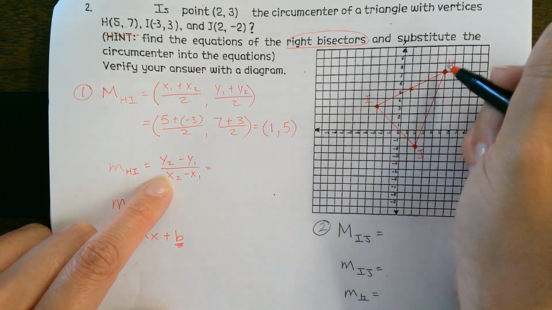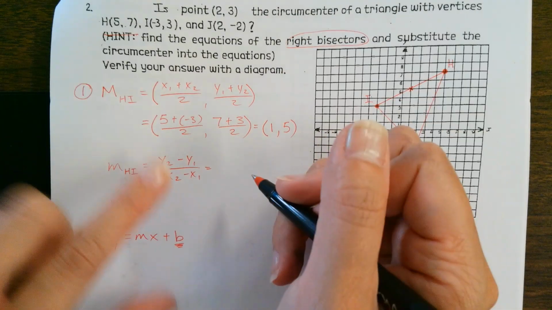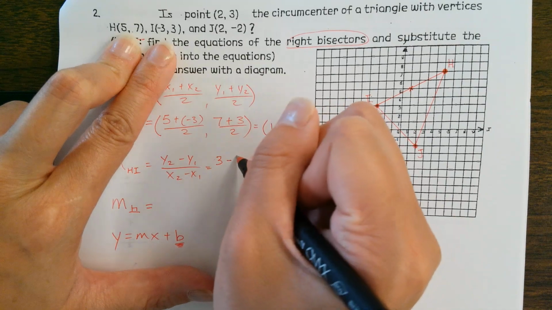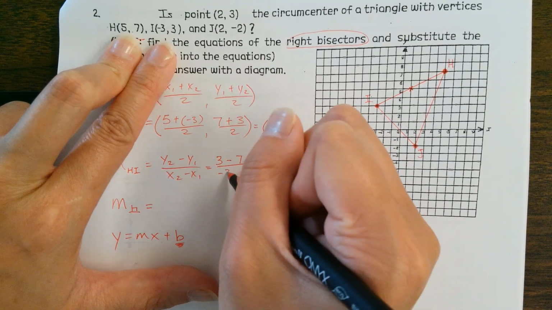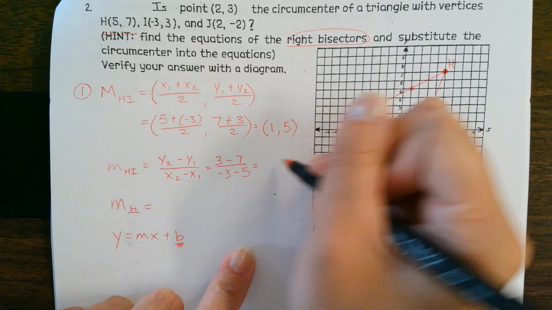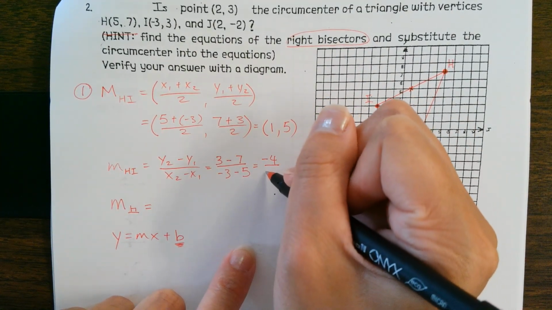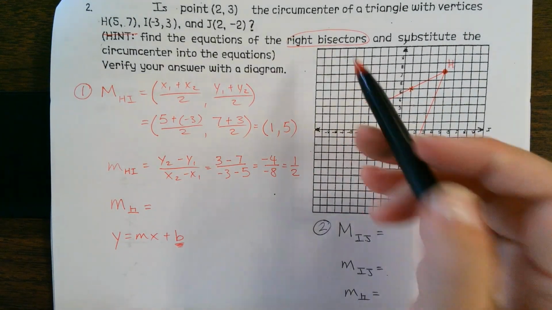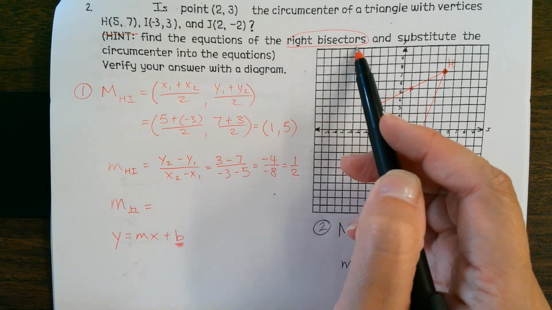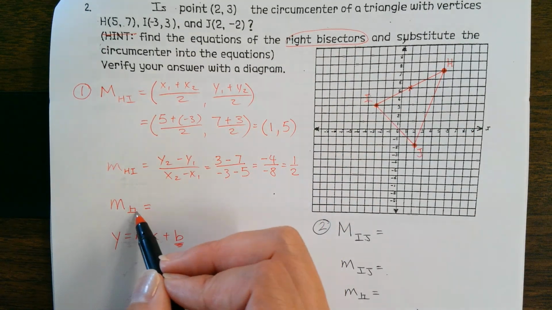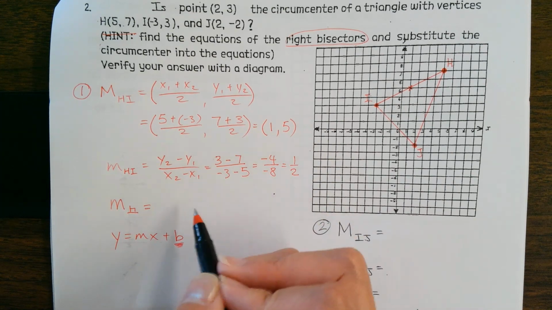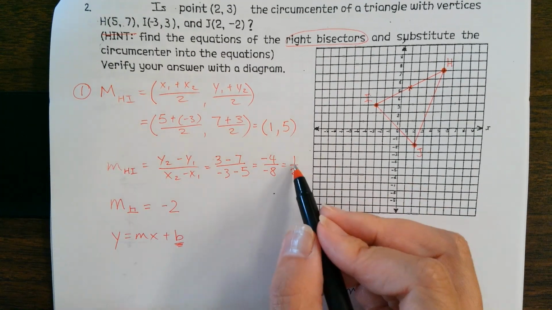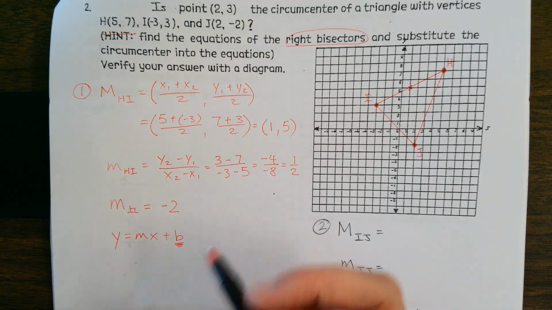Next, I have to find the slope of this line, HI. Using the same points, y2 minus y1 over x2 minus x1. Subtract it, I get negative 4 over negative 8. I can reduce this down to 1 over 2. Remember, I'm looking for the right bisector, which means I make the negative reciprocal slope. What's the negative reciprocal of 1/2? Yeah, negative 2. Good. Flip it, make it negative. So you get that.